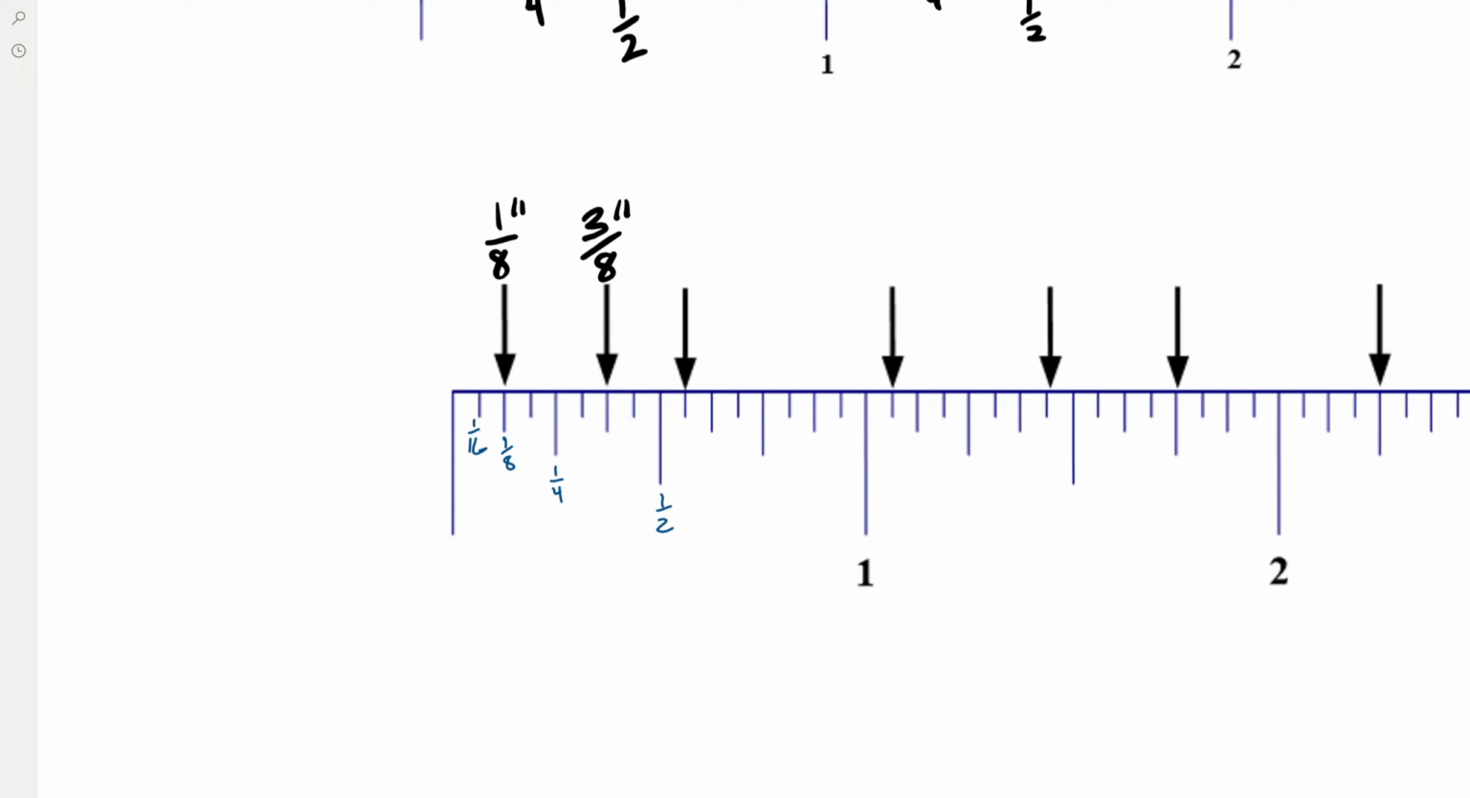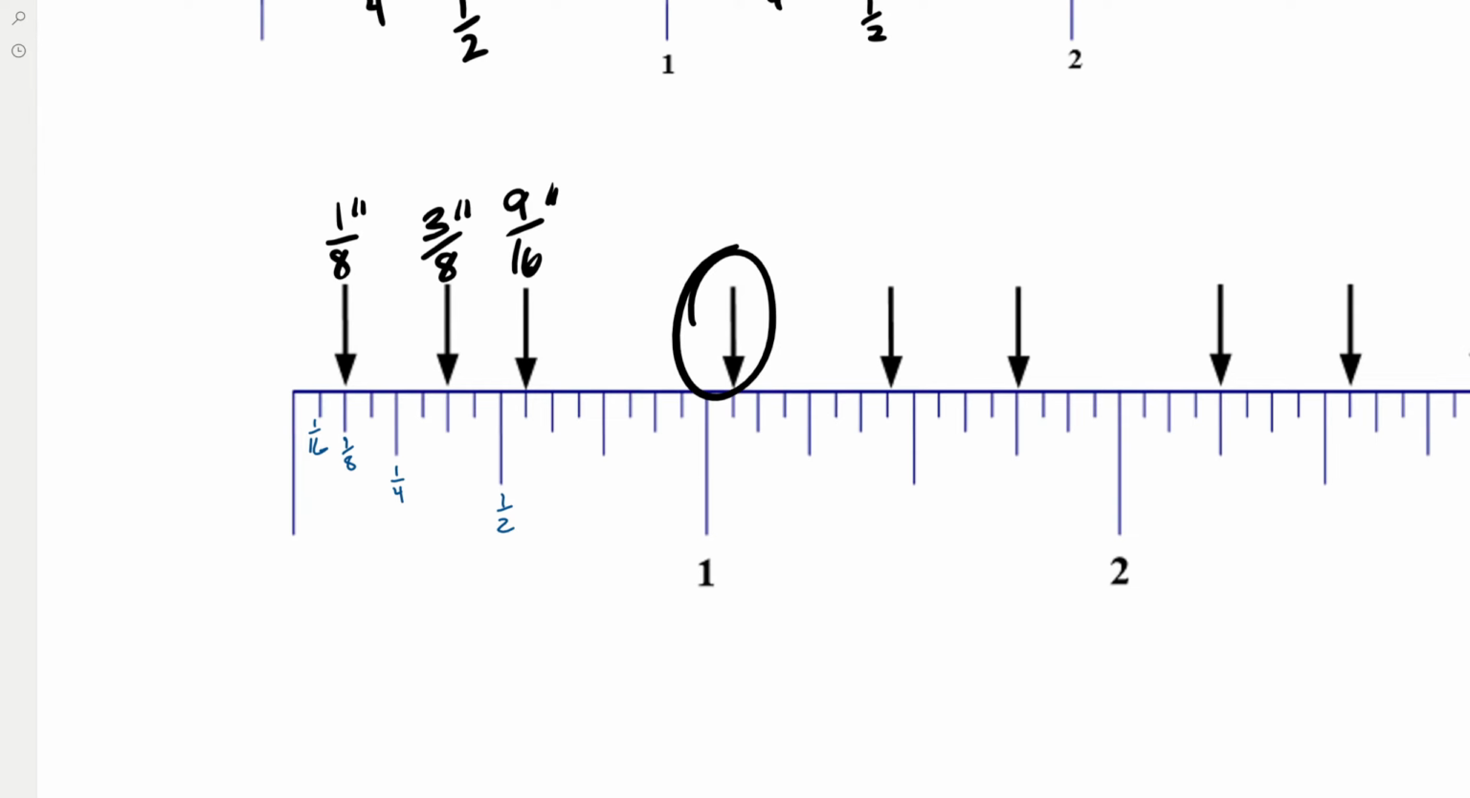This, however, if I count by eighths here, I sail right by it because it's too short for that. So here we do have to count by 16ths, and it's 1, 2, 3, 4, 5, 6, 7, 8, 9. That's 9/16 of an inch. This measurement here is 1 whole inch, and then it is 1/16 past that. So 1 1/16 of an inch.